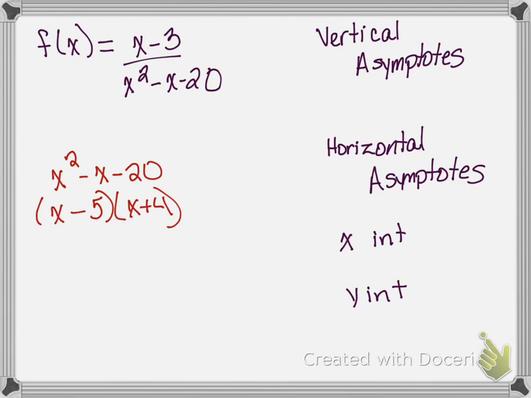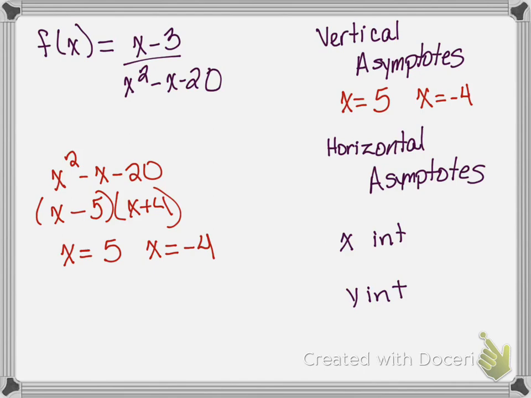Okay, so then when I set each one of those equal to 0, I get x equals 5 and x equals negative 4. Vertical asymptotes are a line, so you have got to write them as a line. You need to write it as x equals 5 and x equals negative 4. Those are your vertical asymptotes. Vertical asymptotes are defined by the denominator.